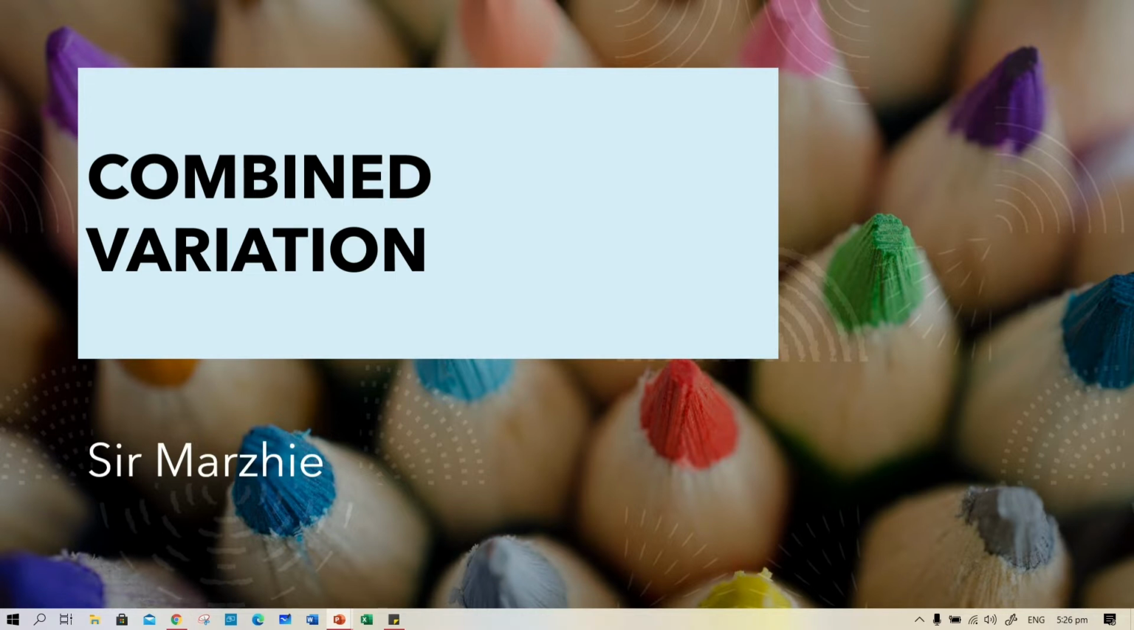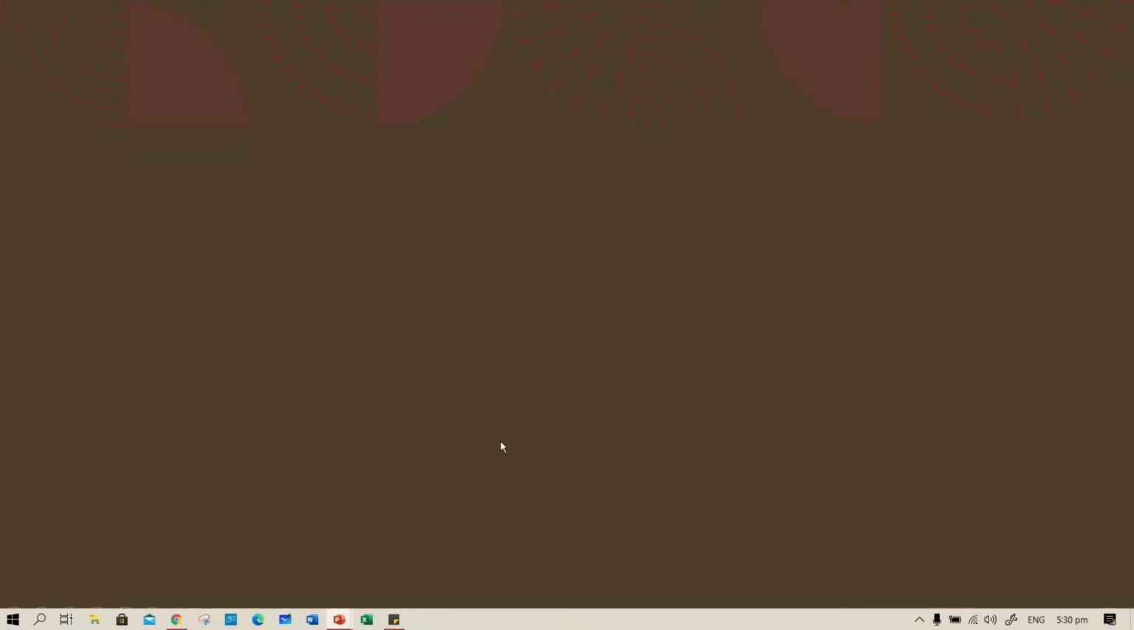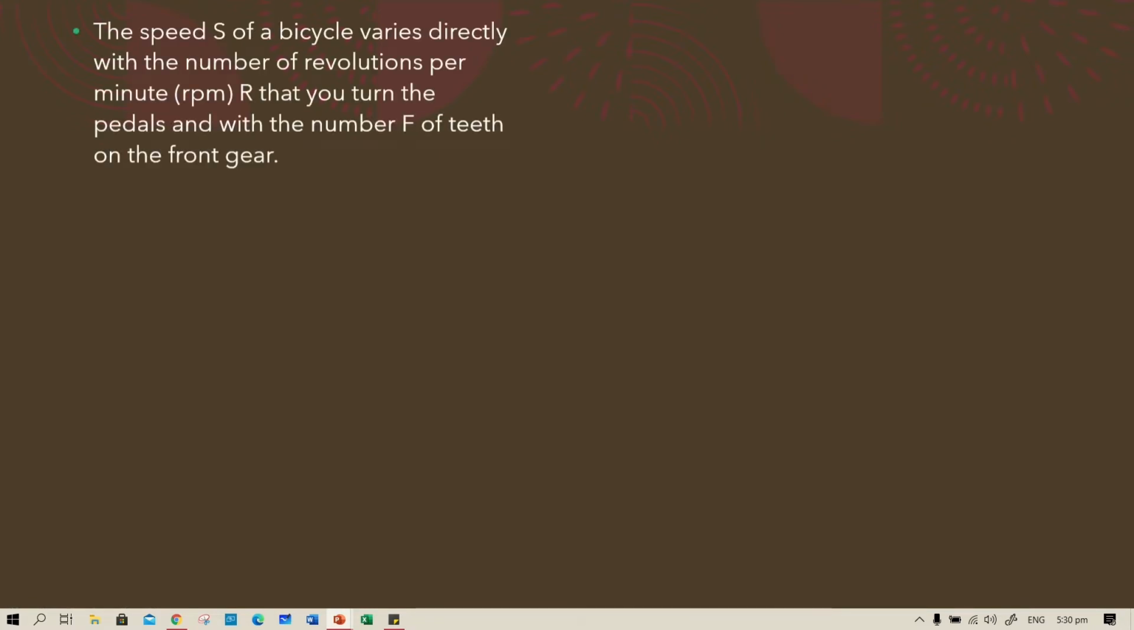This is Sir Marcy and our lesson for today is all about combined variation. Let's try to transform this to mathematical equation. The speed s of a bicycle varies directly with the number of revolutions per minute r that you turn the pedals and with the number f of teeth on the front gear. This is an example of joint variation. And if we transform this to mathematical equation, that is S is equal to KRF.